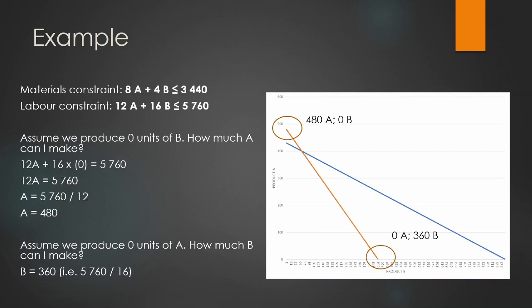What you will now notice is that our feasible production area has shrunk. It is no longer constrained by just the blue materials line, but also by the orange labor hours line. The area highlighted in orange represents our new feasible production area.